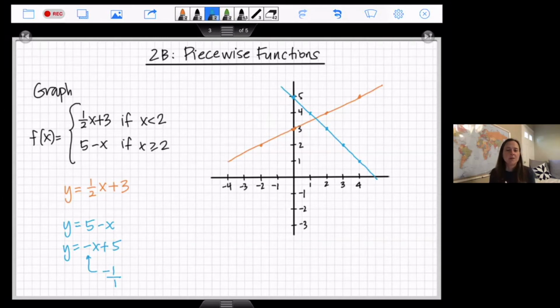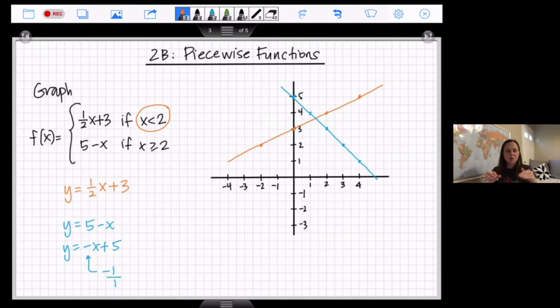So I need both of those lines for my graph, but I don't want all of those lines. So remember that this function says, hey, f of x is equal to 1/2 x plus 3, but only when x is less than 2. So I'm going to put kind of a phantom number line underneath this graph. This is not part of the graph. This is just a tool to help me figure out what parts of the graph I want to keep and what parts I want to throw away. So think about a number line down there under the graph.